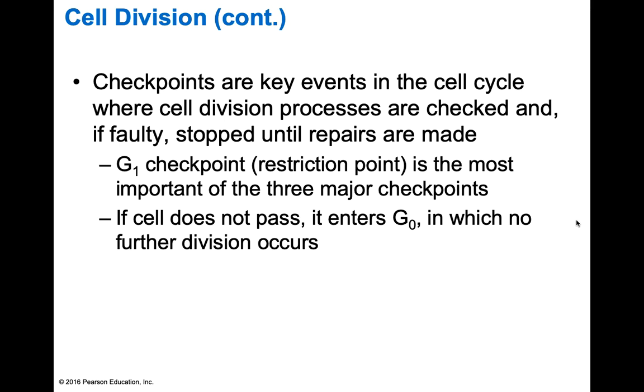You have a G1 checkpoint, you have a G2/M checkpoint. So this one, the G1 checkpoint, is a restriction point. It's the most important of the three major checkpoints here, because if a cell does not pass that G1 checkpoint, like that's a commitment step. Like once you pass that, you are going to divide, okay? Then it enters G0, in which no further division occurs.